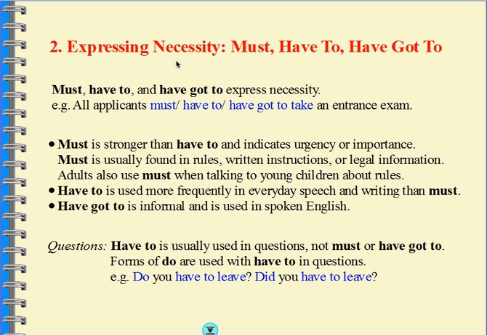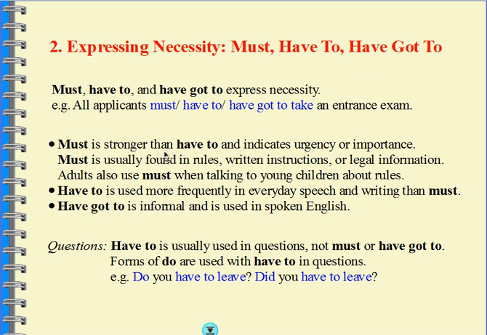Subtitle 2, Expressing necessity with must, have to, have got to. Must, have to, and have got to express necessity. For example, all applicants must take an entrance exam. All applicants have to take an entrance exam, or all applicants have got to take an entrance exam.